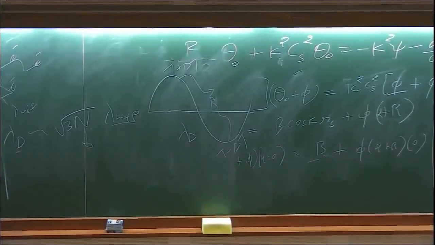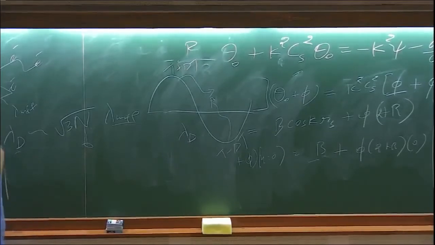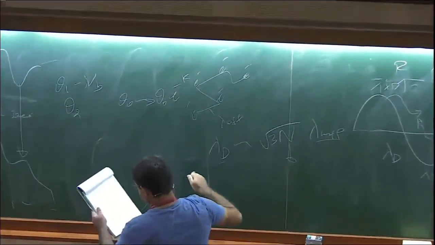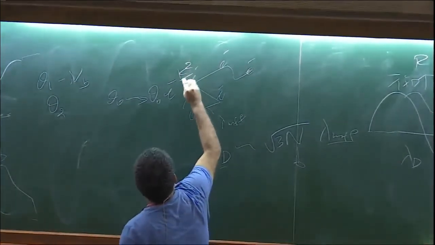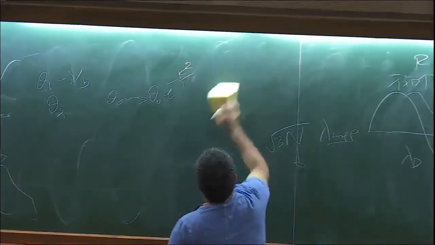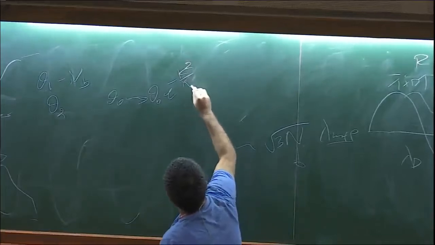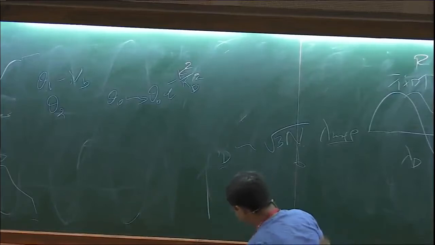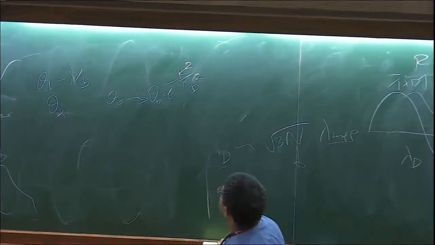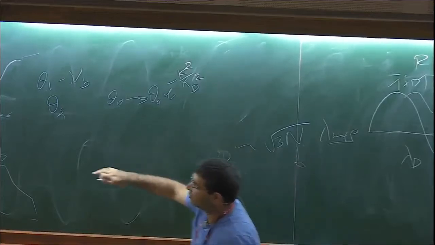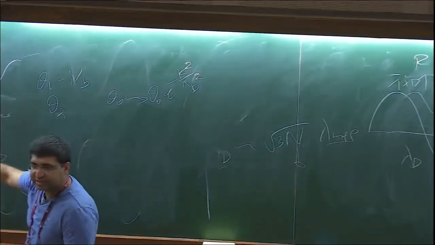So theta 0 goes to theta 0 times e to the minus k squared over the damping scale squared, let me make it clear. So the modes with k larger than this damping scale are exponentially damped, and that is what we see here.